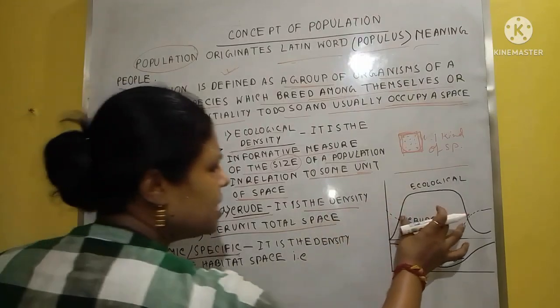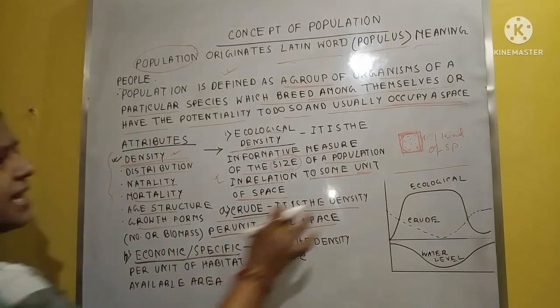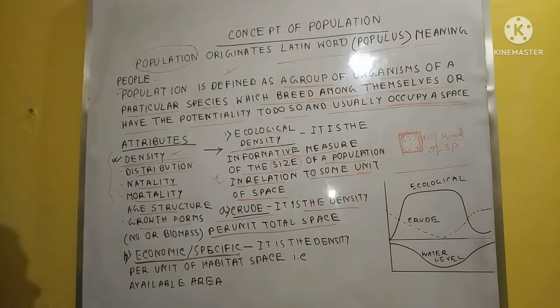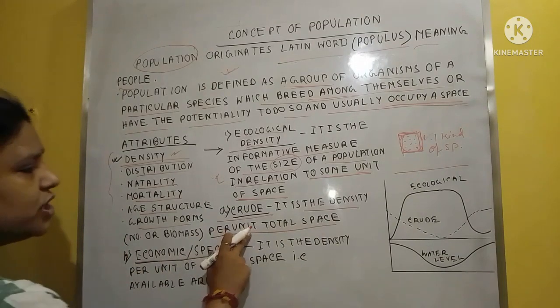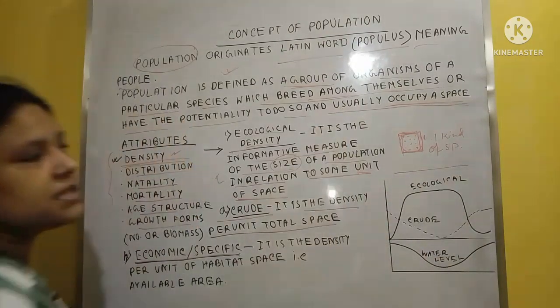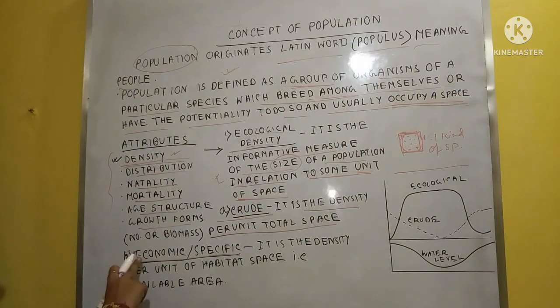So what is the meaning of the crude density? It is the density per unit total space. We have to consider the total space. This is called the crude density. But in case of economic or specific density, what is that?